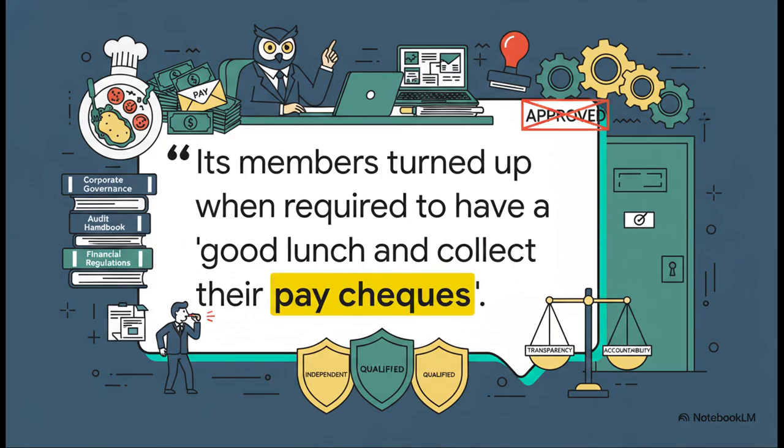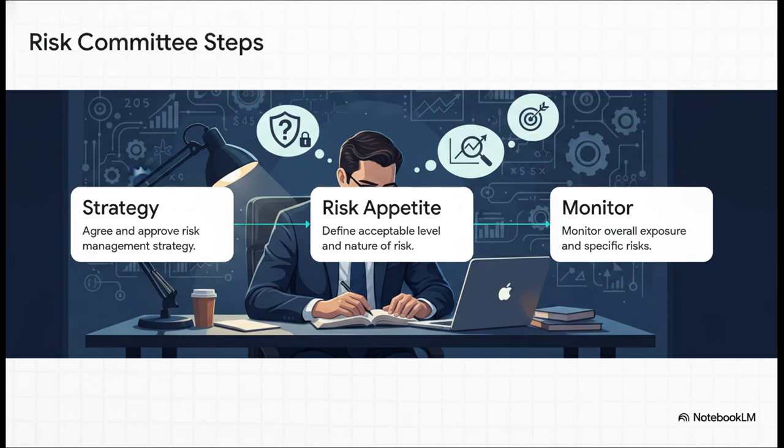Let's zoom in on the Risk Committee for a second. Their duties usually follow a really clear 3-step sequence. Step 1, agree on a risk management strategy. Step 2, and pay attention because this introduces a massive piece of boardroom English vocabulary. Define the organization's risk appetite. Risk appetite simply means the level and nature of risk the board is actually willing to accept to achieve its goals. Then, Step 3, continuously monitor the overall risk exposure to make sure the company is staying within that defined appetite.